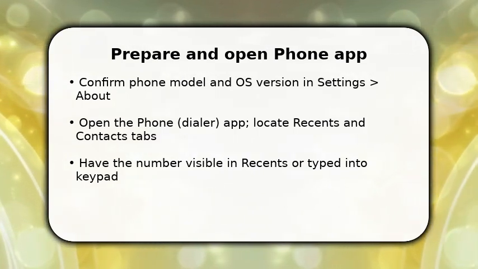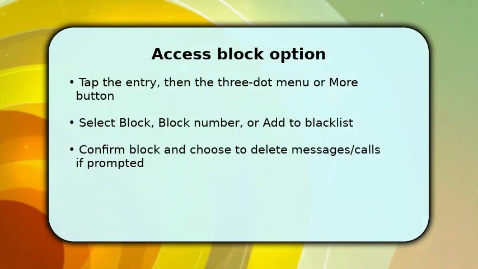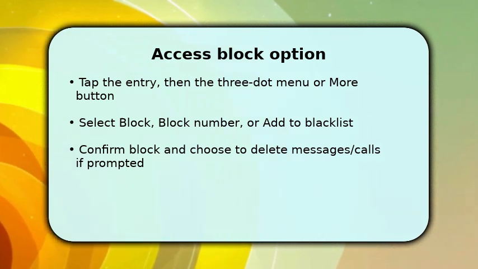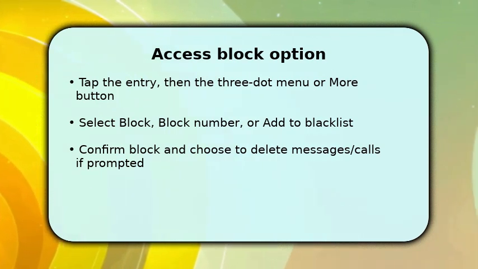You now tap the number or contact to open details, and then tap the three-dot menu or more button. Different Nokia phones label it differently, so look for overflow icons. After that, choose Block or Add to Blacklist. This tells the system to stop calls and messages.